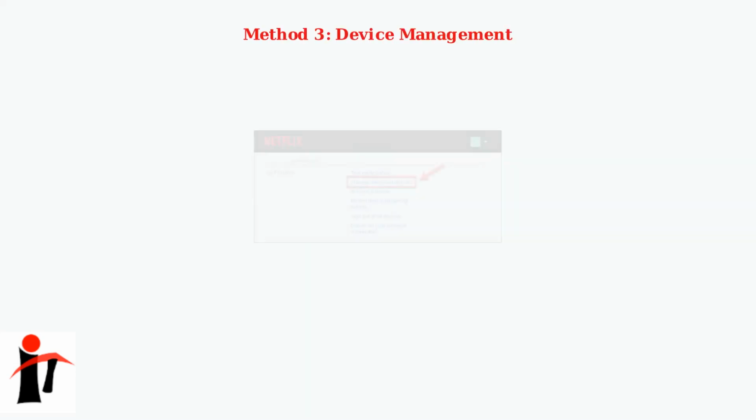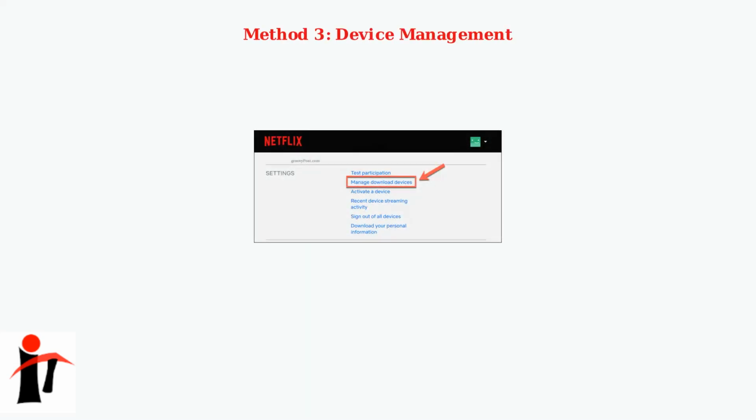Method 3 allows you to remove specific devices from your Netflix account. This gives you precise control over which devices remain logged in. Access Manage Download Devices from your account settings. Here you can see all authorized devices and specifically remove your EETV box while keeping other devices logged in.